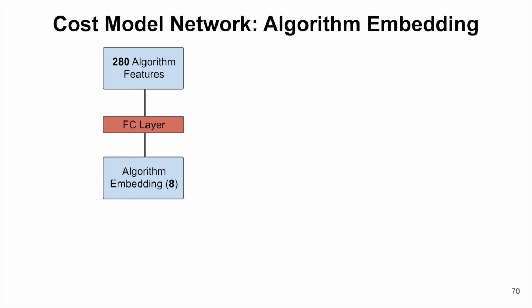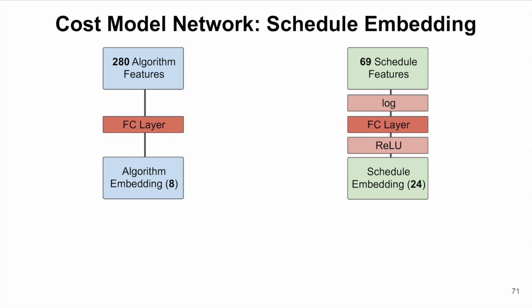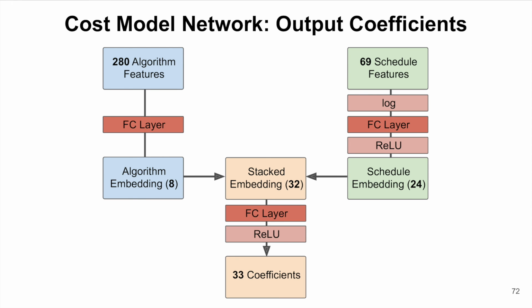The network takes as input some algorithm features, which are operation counts, for example, the number of floating point multiplications, and embeds them. It does the same for the schedule features. It then stacks them both together and uses a fully connected layer to make the final prediction.